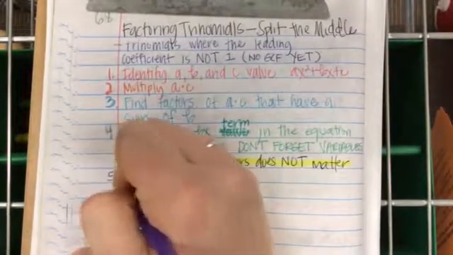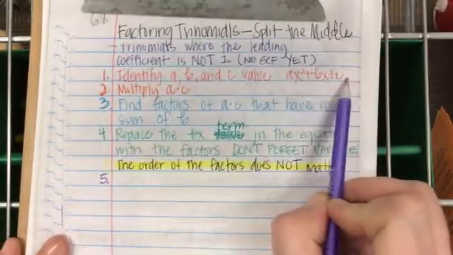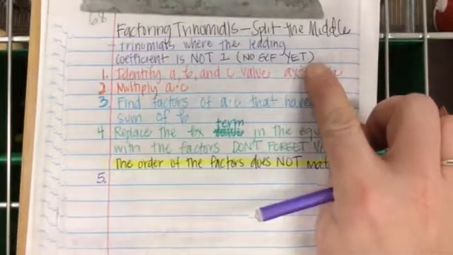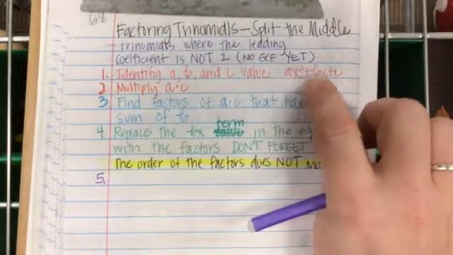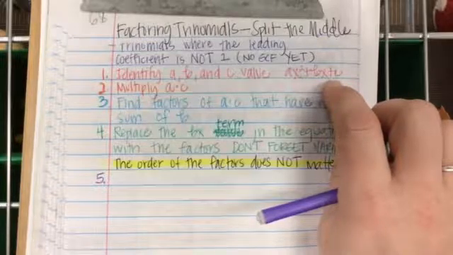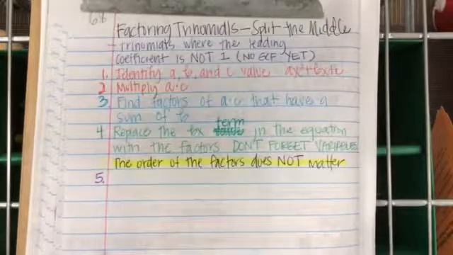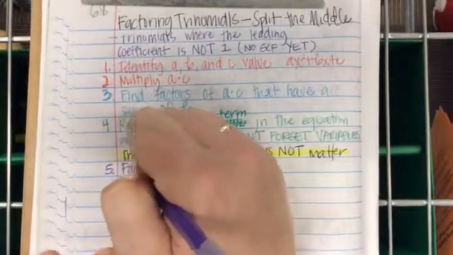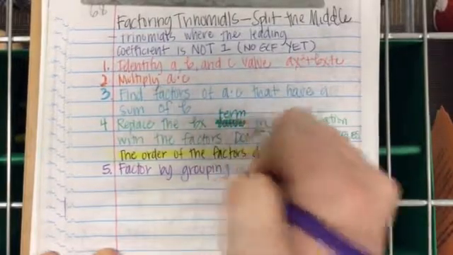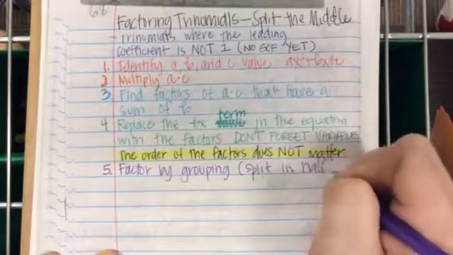Step 5, this is why it's splitting the middle. We now, instead of a 3-term problem, ax squared plus bx plus c, we removed the bx. So now we have ax squared plus factor plus c. How many terms are we going to have? 4. And when it's a 4-term polynomial, we split the middle. We factor by grouping. Split in half.